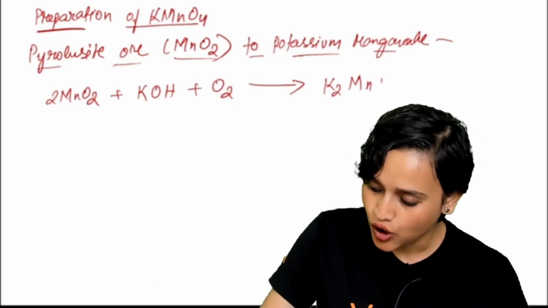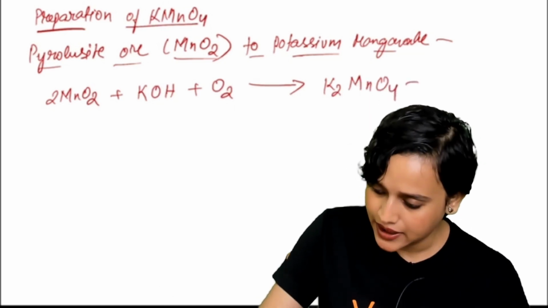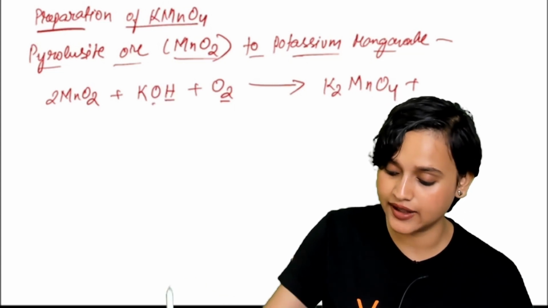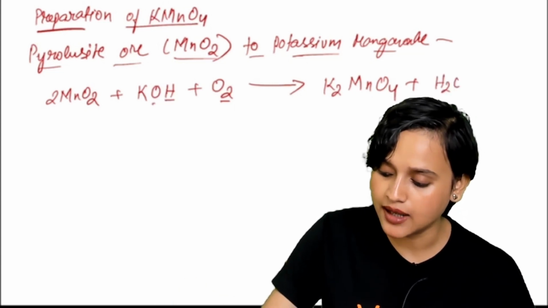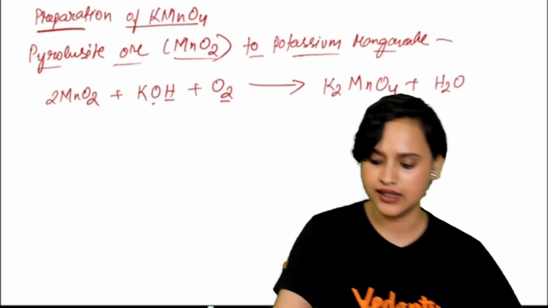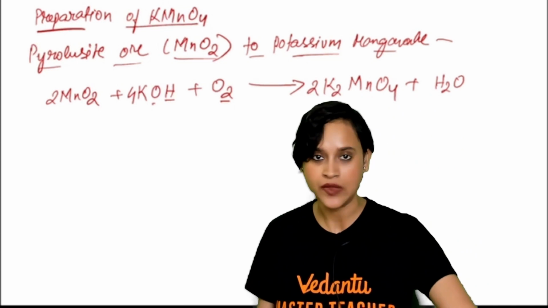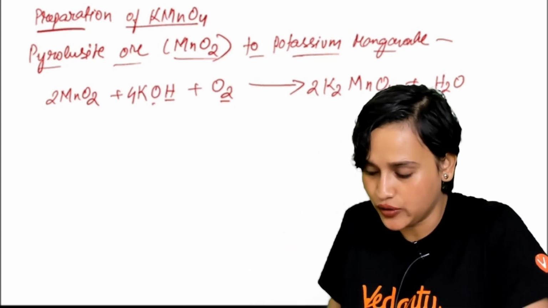We will get K2MnO4. And obviously, since there is O2 and since there is hydrogen and oxygen here, you will get some H2O as well. Now just balance it. You will be seeing 4 here and you will be seeing 2 here. Okay. All right.